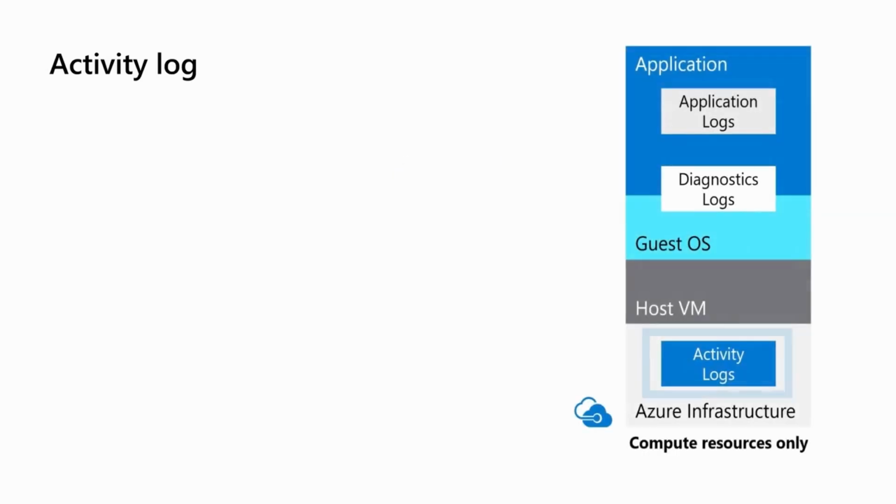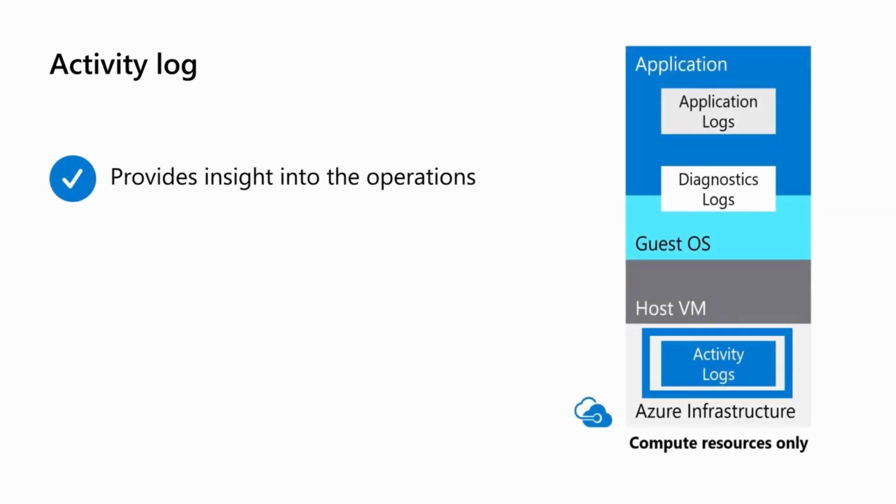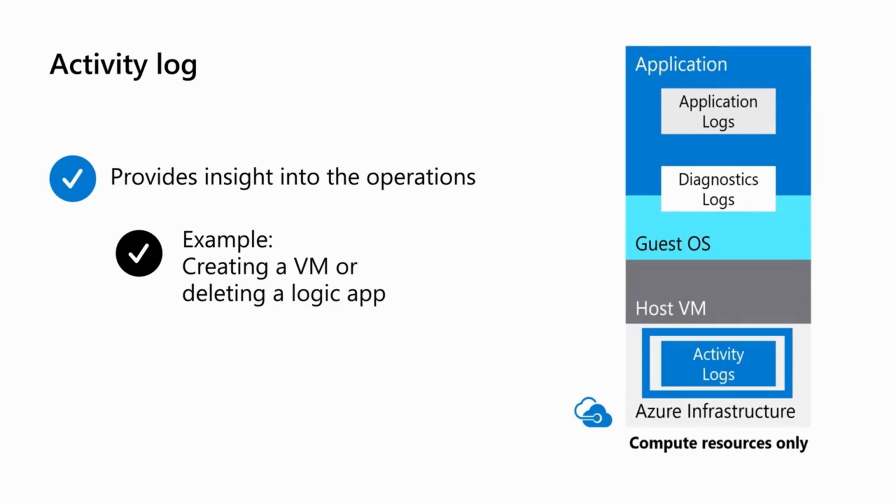These logs differ from the activity log. The activity log provides insight into the operations, such as creating a virtual machine, also called a VM, or deleting a logic app, that Azure Resource Manager performed on resources in your subscription. The activity log is a subscription-level log.